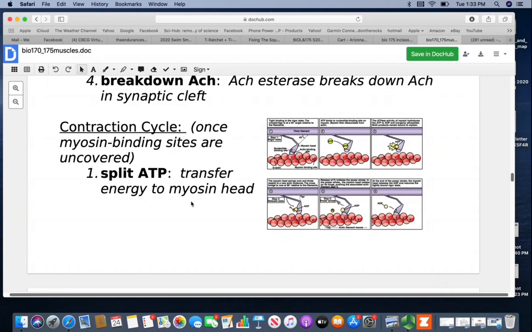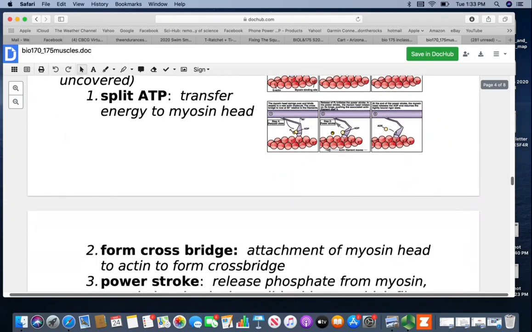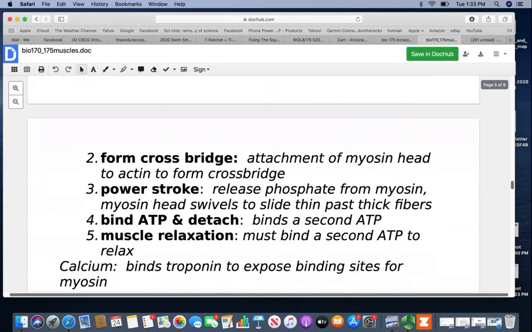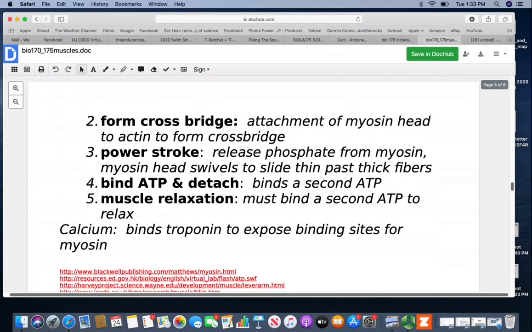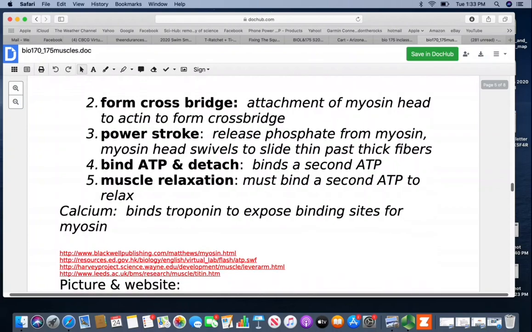That's going to cause the myosin to change shape. When the myosin changes shape, it will form the cross bridge because it will attach to the actin. Once it releases that phosphate, it's going to change shape again, and it's going to pull the actin. So we say that the myosin head swivels to slide the thin fibers past the thick fibers. That pulling is the power stroke.